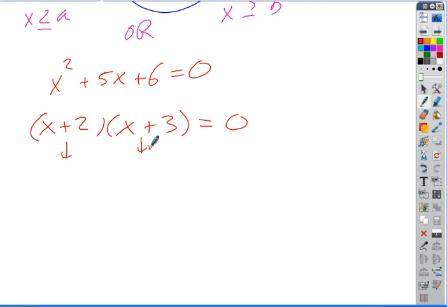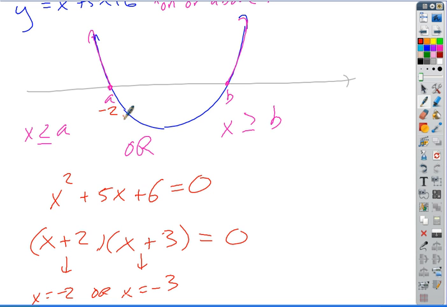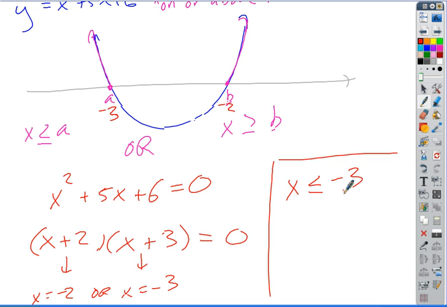what do I get? -2 or -3. So now I know what those places are. This one is at -3, sorry, and this one is at -2, right? And so my answer is just either x is less than or equal to -3. Does everybody see what I mean by that?